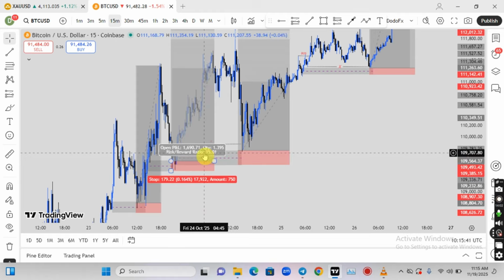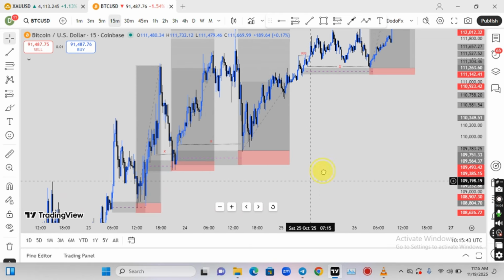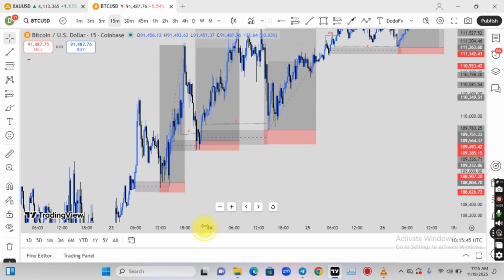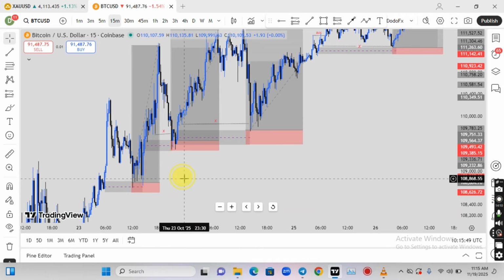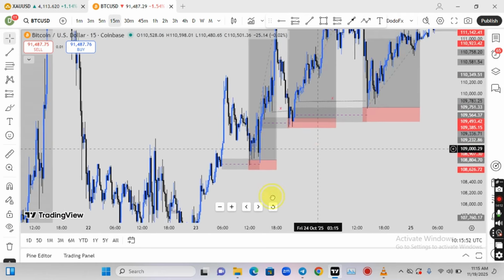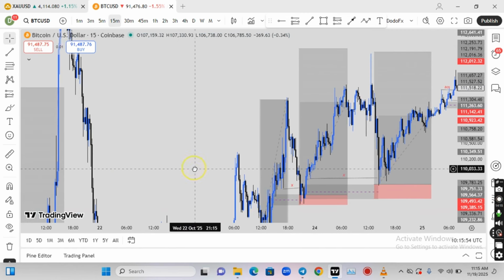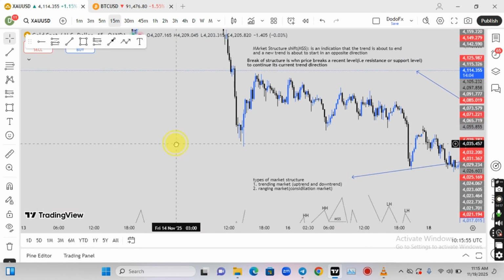Then this one is for breaker block, so I won't say much on it till I teach you guys what breaker block means. So this one we have the order block zone, tapped in and now moved, right? These ones are for buy. Let me look for sell. I'll show you guys something on sell.